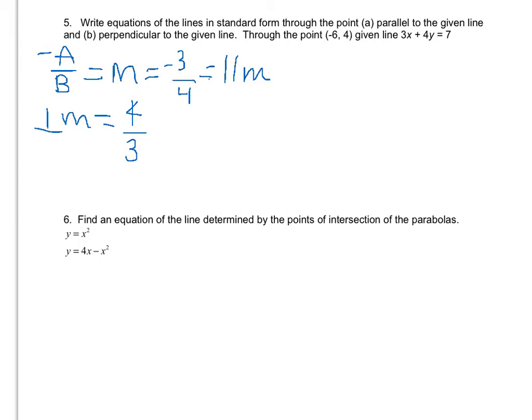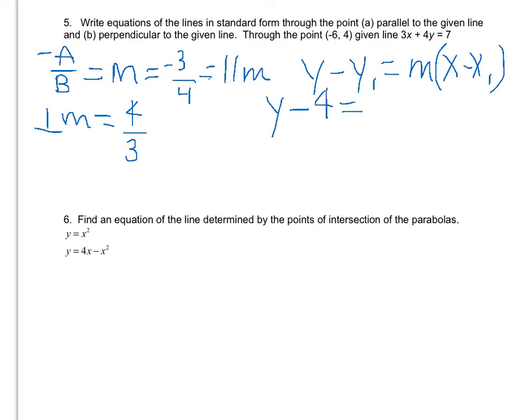So now you have a point and you have a slope. So what form of an equation do you think you're going to use? I hope you all said point slope, which is y minus y sub 1 equals m times x minus x sub 1. That's point slope form. So I have y minus y sub 1, the y coordinate of our given point, which is 4, equals, we'll do parallel first, parallel slope is -3/4 times x plus 6.